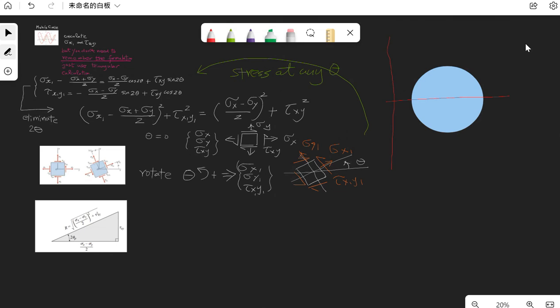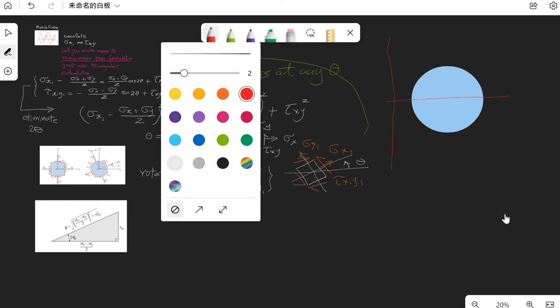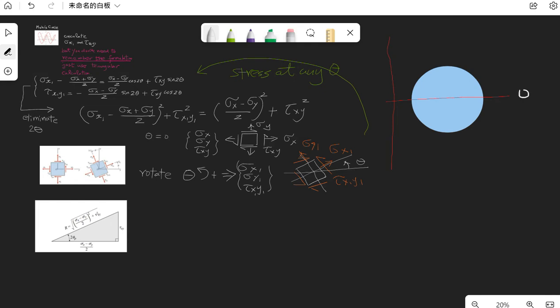And at that time, we define, maybe we can use white color. Here we define this is the sigma x1, and we define the axis. Here is the tau x1 y1. And that means we define a circle.